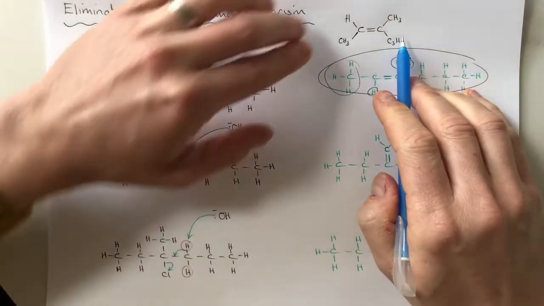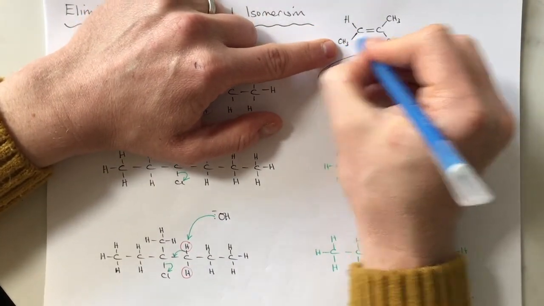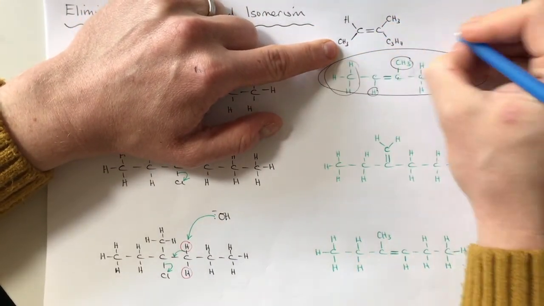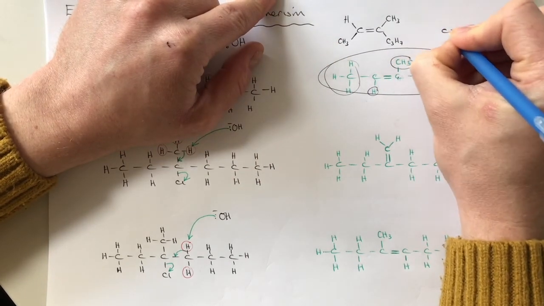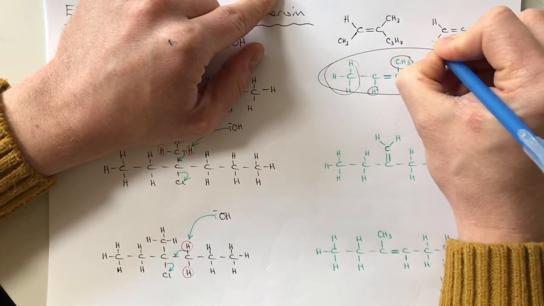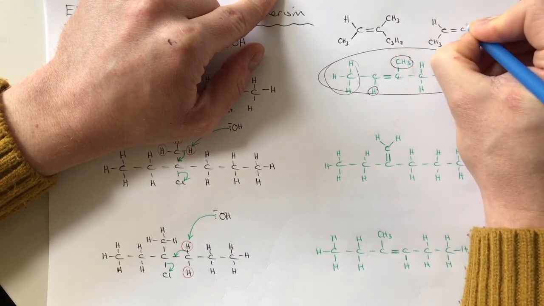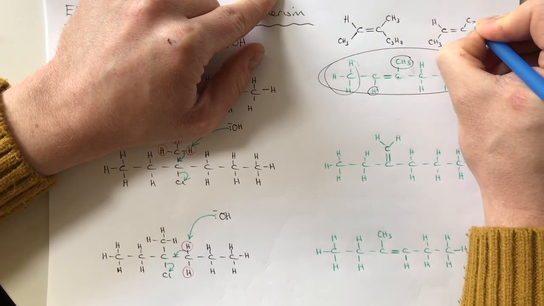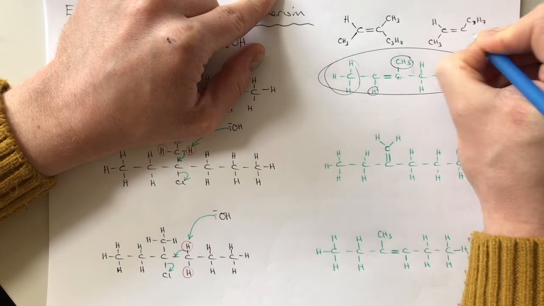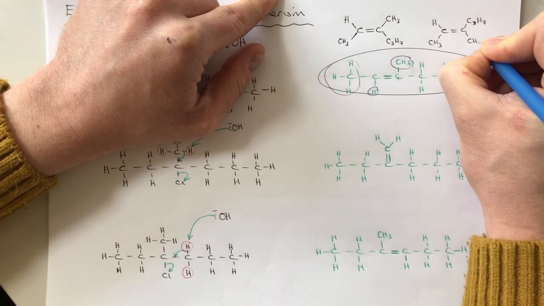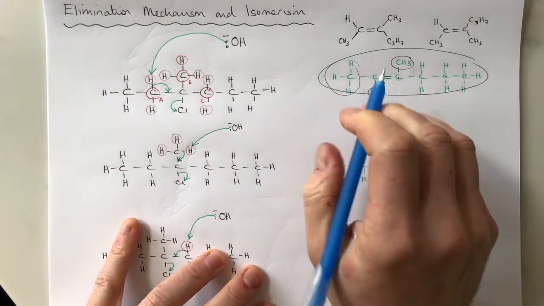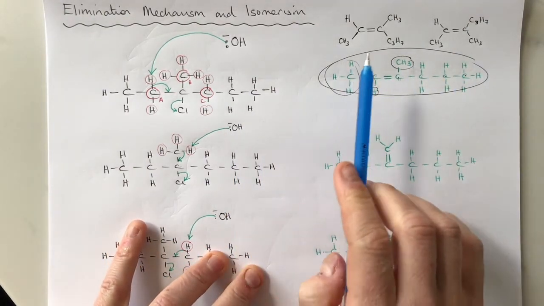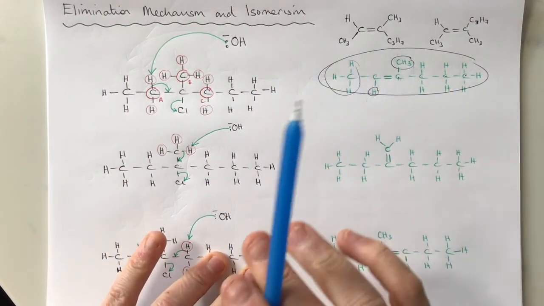Now, it could quite easily be that the methyl groups which are opposite one another here could be on the same side. So the alternative isomer for this is drawn with C3H7 and CH3. Okay?